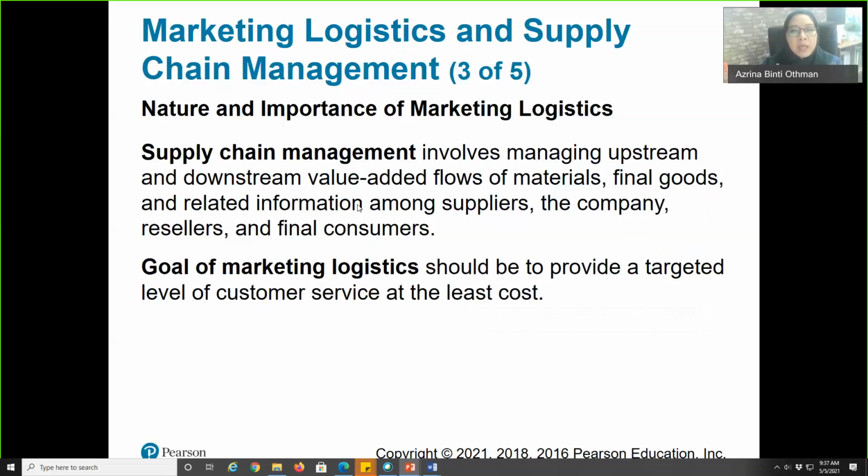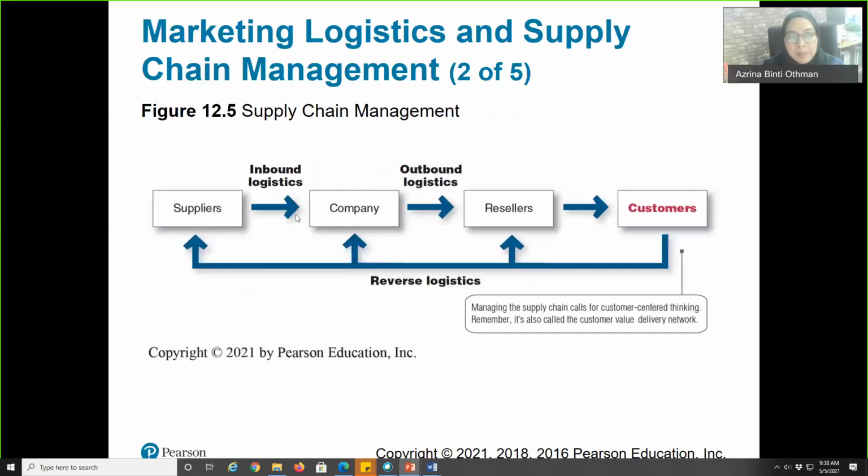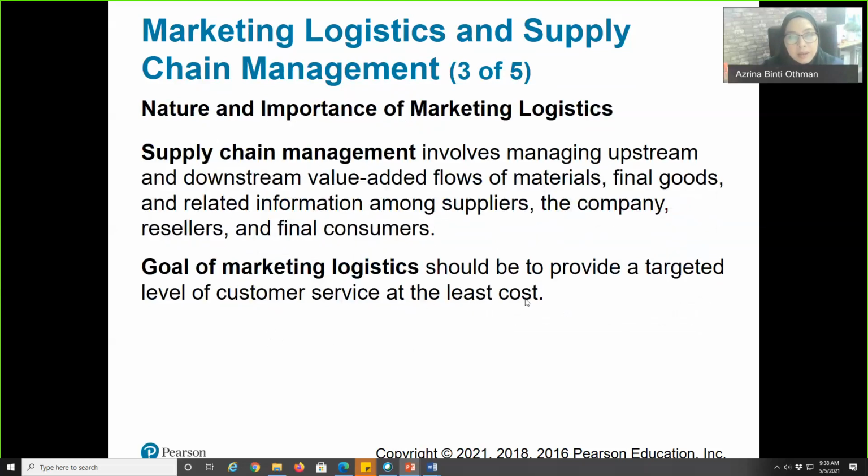So, tadi apa itu maksud supply chain management? It involves managing upstream and downstream. Kita dah belajar tadi kan upstream, downstream. Okay, upstream chain dengan downstream chain. Apa bezanya? Okay, so upstream and downstream value added flows of material, final goods and related information among supplier, the company, retailer and final consumer. So, goal of marketing logistics should be to provide a targeted level of customer service at the least cost. So, setiap goal dia ataupun targetnya adalah di mana kita nak pastikan setiap logistik yang kita pergi ni, contohnya supplier ke company, company ke reseller, reseller ke customer, mestilah bagi kita least cost. Cost yang sangat minimum.